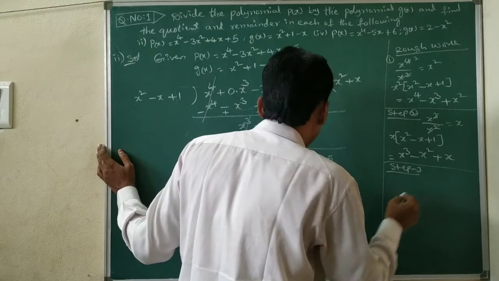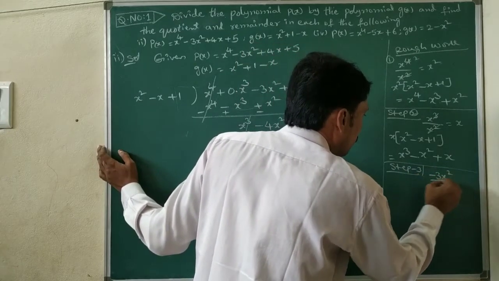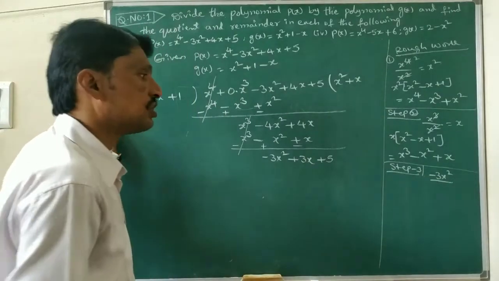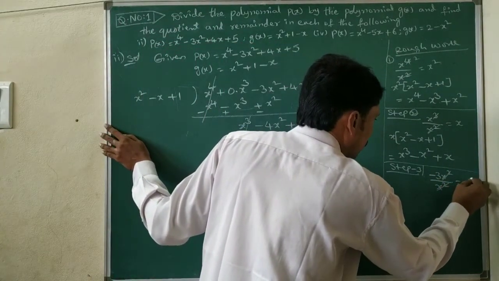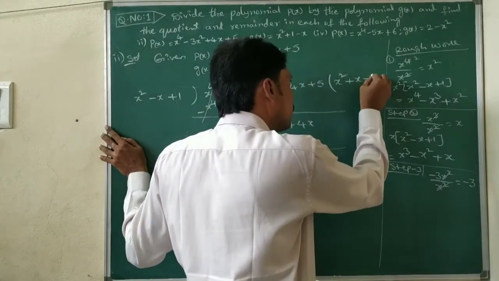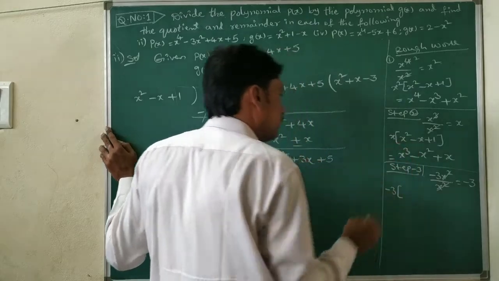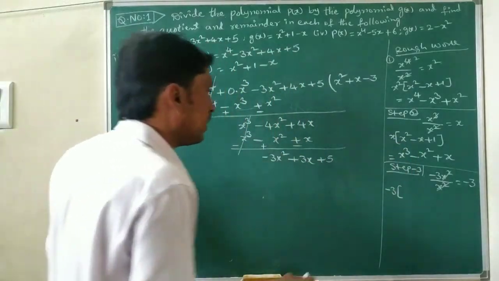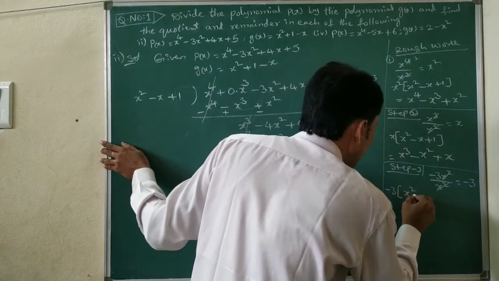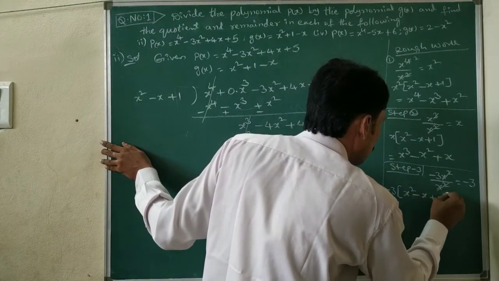Step number 3: in this, the first term minus 3x square divided by the first term of the divisor, x square. X square gets cancelled, so we get minus 3. This minus 3 we write here. So minus 3 of, what is the divisor? That too we need to multiply: x square minus x plus 1.